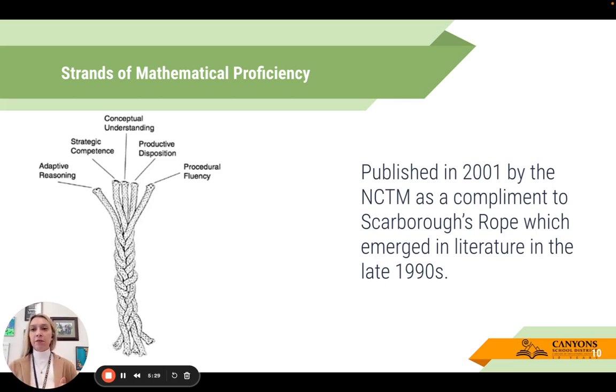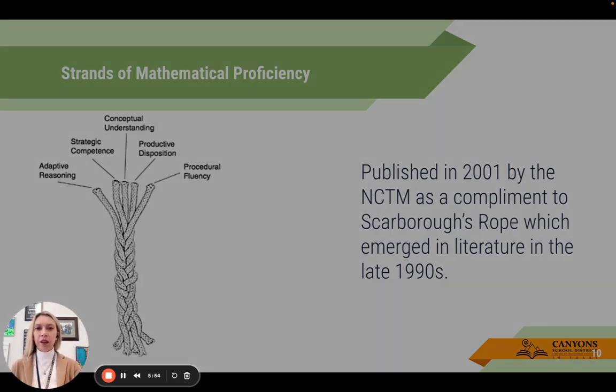We're going to go into each of the five strands of the rope in depth. I'm going to read from left to right: adaptive reasoning, strategic competence, conceptual understanding, productive disposition, and procedural fluency. We're going to go into these in a little bit of a different order, and you'll see why in a moment. I tried to prioritize where we see them most often within our curriculum, so you could build them in a way that made a little more sense.